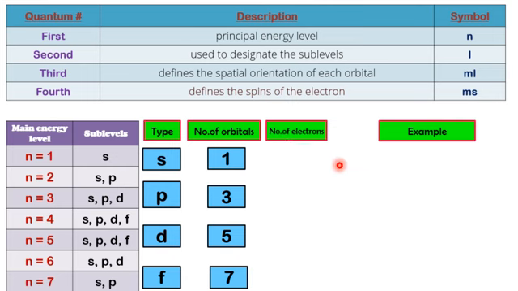So how about the electrons? Before we go to this column, let me remind you that in each orbital, there could be only two electrons that can occupy the space.